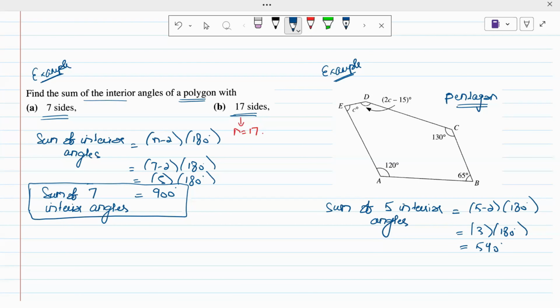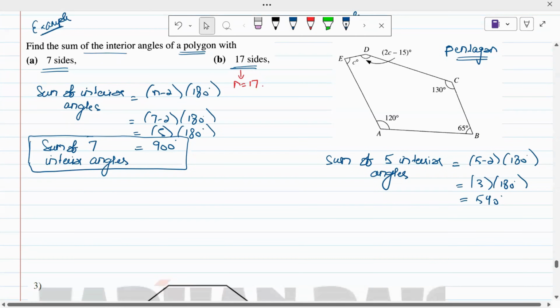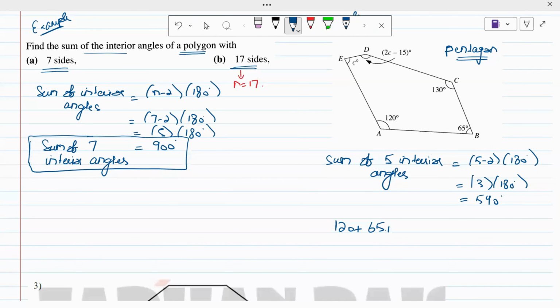Like in the case of a triangle, all 3 angles sum up to 180. For a quadrilateral, all 4 angles sum up to 360. For a pentagon, all 5 angles should sum up to 540. So we'll make the equation as the first angle 120 plus 65 plus 130 plus 2C minus 15 plus C. These are the 5 angles and they should sum up to 540.